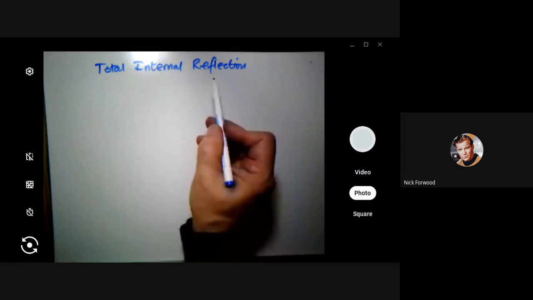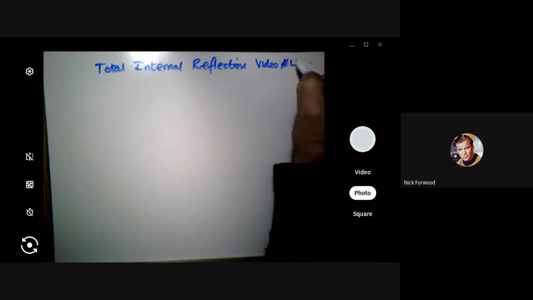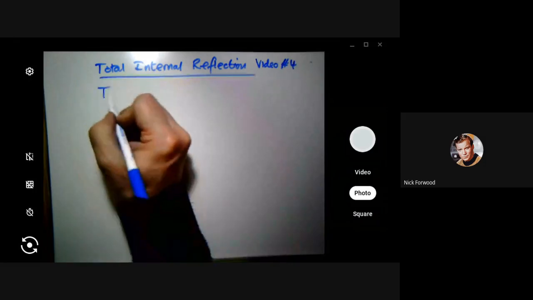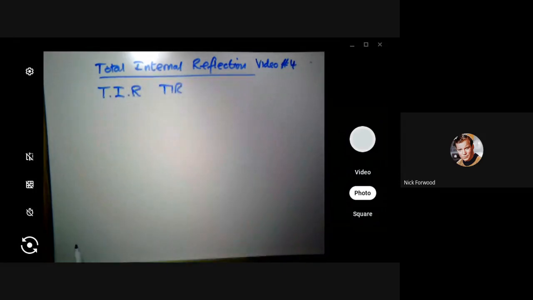This is not the word refraction, this is the word reflection, and reflecting is all to do with light bouncing off mirrors and shiny surfaces and things like that. To save me writing total internal reflection, I will be referring to something called TIR, or just TIR.